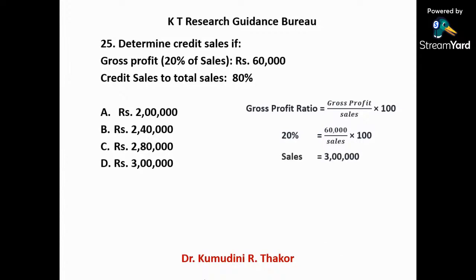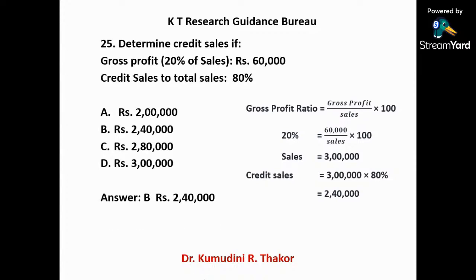So, you can find out sales. So, sales comes 3 lakhs. And credit sales is 80% of total sales. So 80% of 3 lakhs is equal to 2,40,000. So your credit sales comes 2,40,000 and 2,40,000 is given in option B. So your right answer is B, 2,40,000.